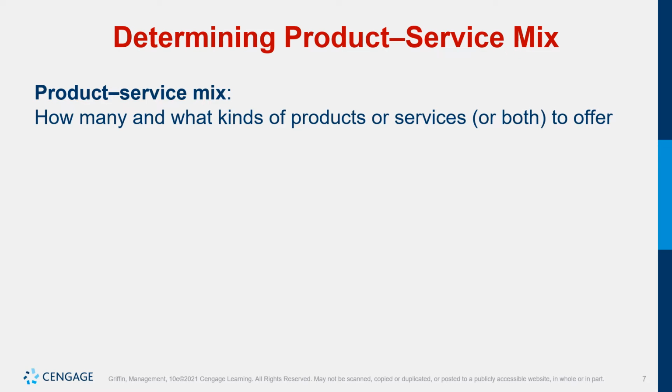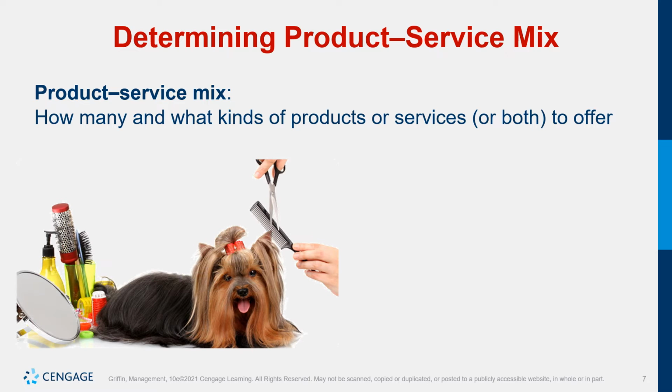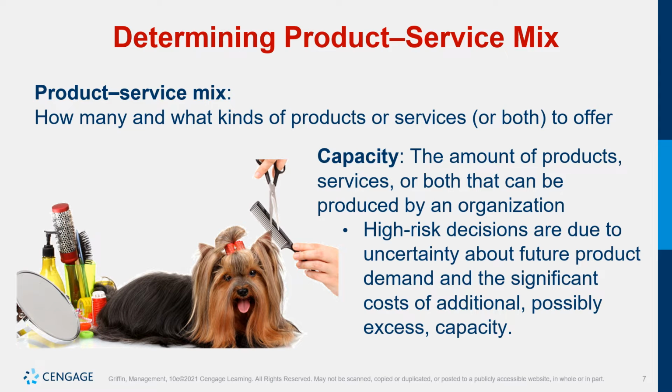Determining product-service mix refers to how many and what kinds of products or services or both to offer. Managers must choose the appropriate capacity of the firm, which refers to the amount of products, services, or both that can be produced by the business. The capacity decision is truly a high-risk one because of the uncertainties of future product demand. If demand is overestimated, the resources, which are the capital investment required to build the facility, may never be recovered. And if underestimated, market opportunities may be lost.